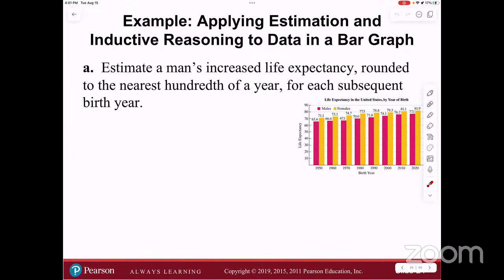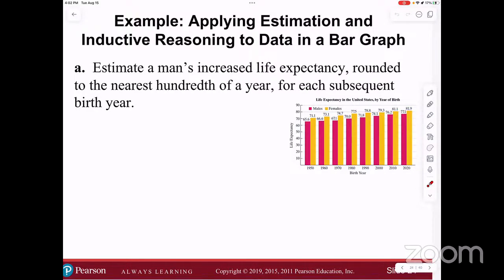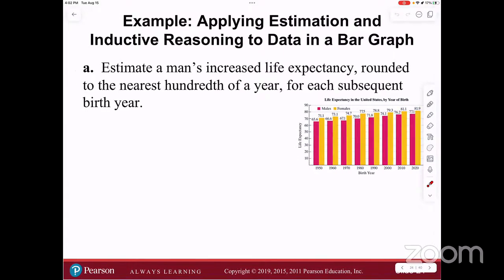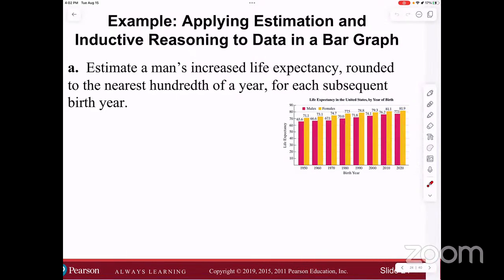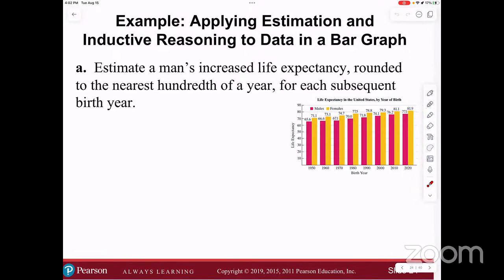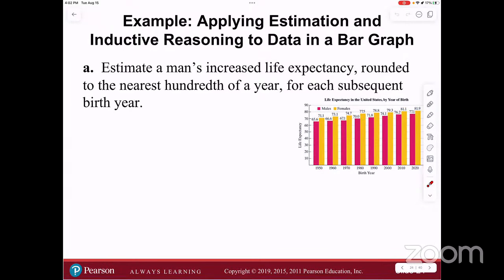So these are by the decades. Birth year. So what, they want like 2030? If we look at the men, that went up by almost 1 year, almost 2 years there, about two. That was one. So maybe like 78.1 for 2030, increasing it by about one, it looks like.